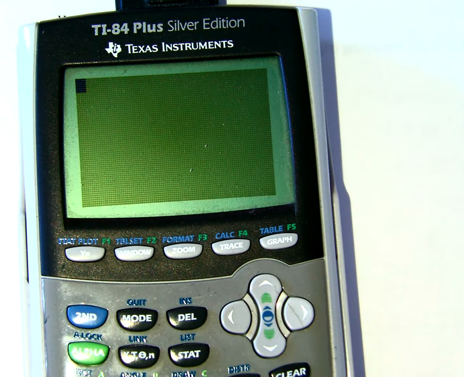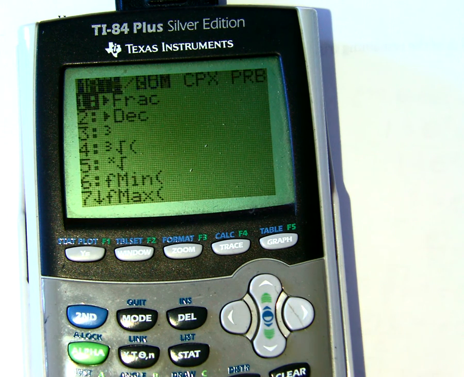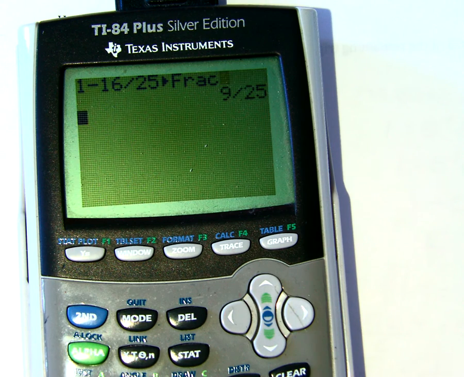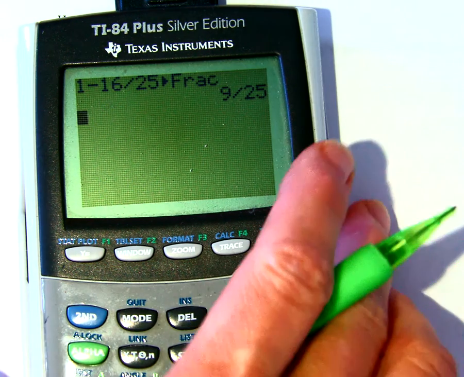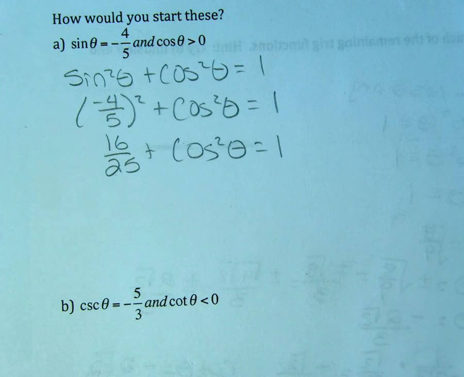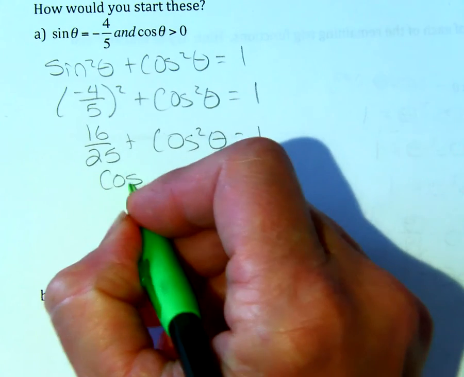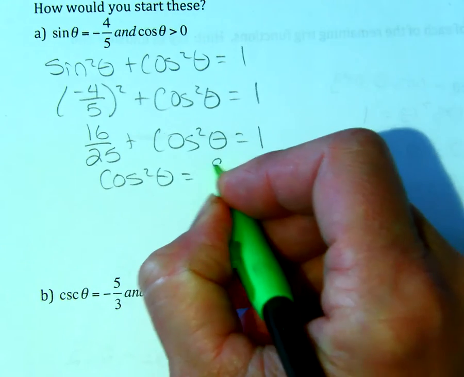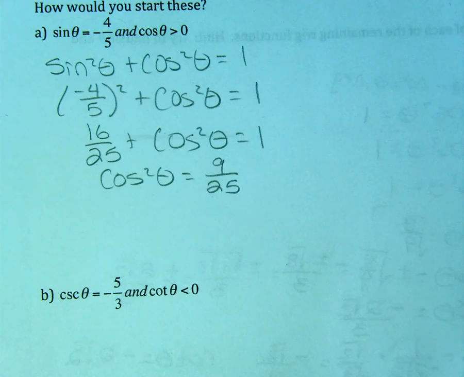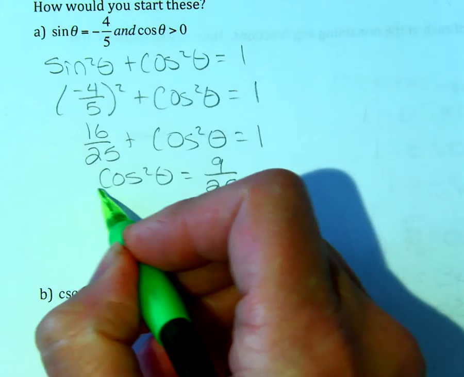You would type in the 1 minus 16 over 25. You want to go to the math key, hit enter a few times, and there's your 9 over 25. So you'll get cosine squared theta equals 9 over 25.